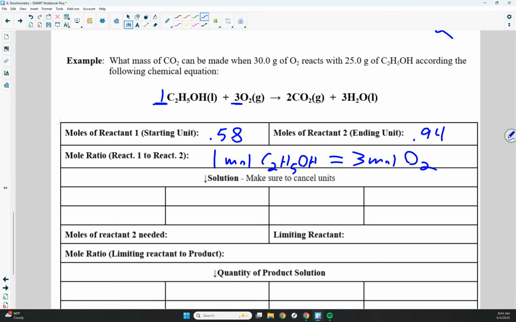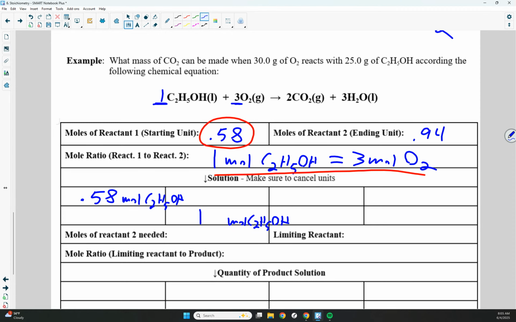So the next thing we're going to do is see, if we're starting with this much of reactant 1, using this mole ratio how much of reactant 2 I'm going to need. So this is like saying if I've got 12 graham crackers, how many squares of chocolate am I going to need? Okay. So we're going to put 0.58 down here in our train tracks. That's going to be our starting unit. And that's moles of C2H5OH. And I'm going to multiply that by my mole ratio. So I'm going to put C2H5OH down here on the bottom.